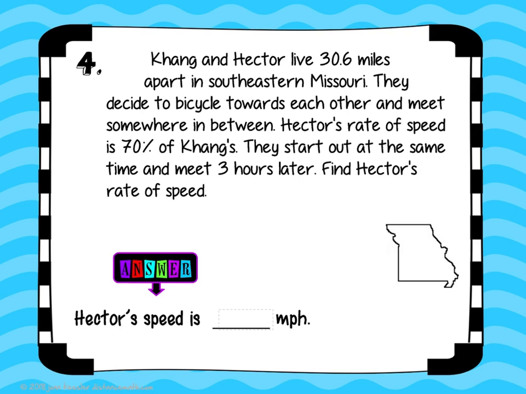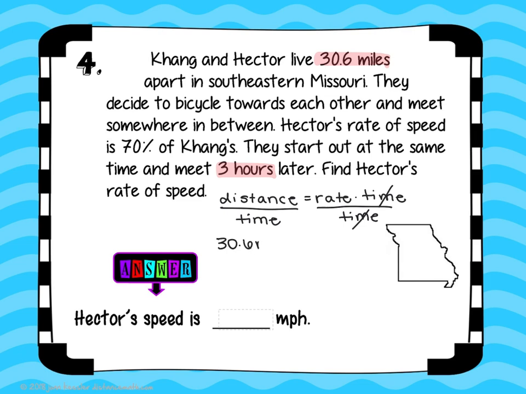So I'm going to start with the first couple pieces of information. So they live 30.6 miles apart, and we know that it takes them 3 hours to meet. And so since I have a distance and time, it's making me think of our distance formula. So distance equals rate times time. And I can easily find the rate. So if I wanted to solve for rate, I would divide both sides by time. And so distance divided by time will get us the rate. So I'm going to take 30.6 miles and divide that by 3 hours. And I get 10.2 miles per hour.